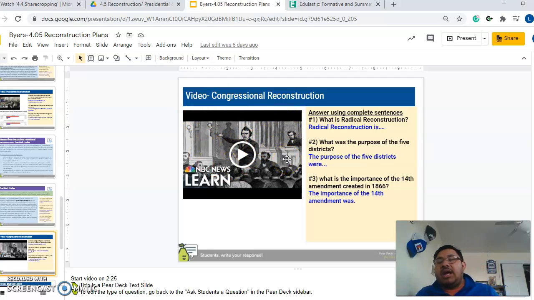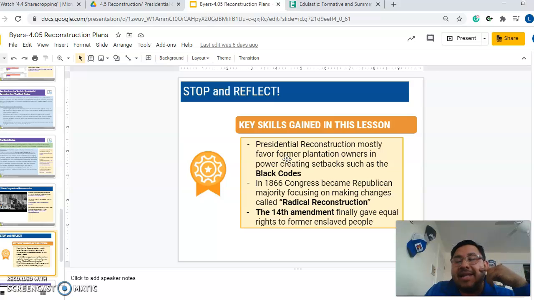This is when 2 years later, in 1867, Congress has to step in and basically fix the problems that Johnson created. So Congress has to come in and create laws that actually protect African Americans because unfortunately Johnson put the same people back in place in the South.